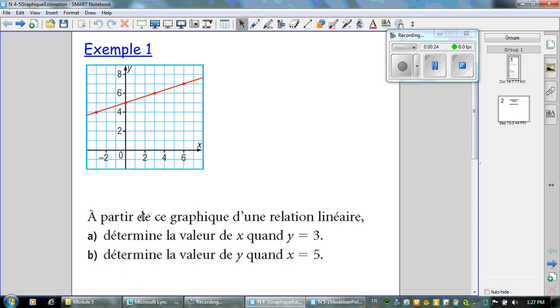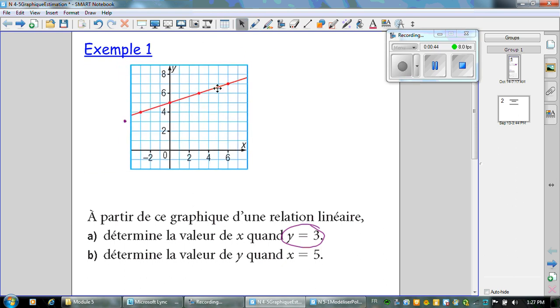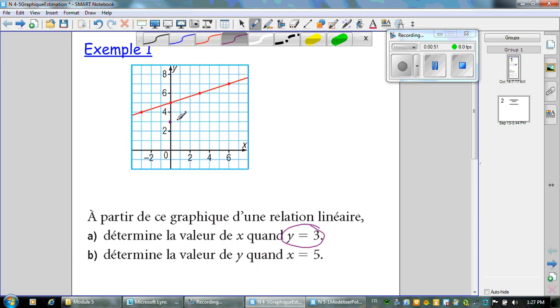Determine the value of x when y equals 3. So let's do that. If y equals 3, let's locate that on the graph first things first. Where's that on the graph? That's right here. Now, to find the value of x, I'm going to move this around here so you get a little bit more room to work with. So right here, that point there, that's (0, 3), y equals 3.